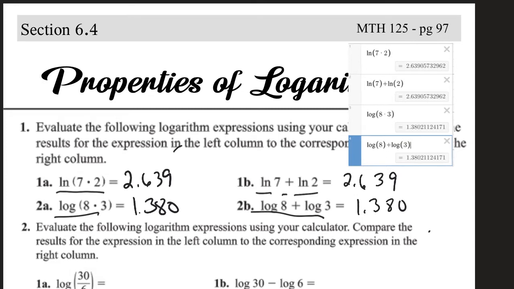I want you to take note and observe what's going on here: if I multiply 7 times 2 inside the natural log, or if I break it up and add the natural log of 7 plus the natural log of 2, you're going to get the same answer. Same thing with 2a and 2b. Same idea. Notice it works for natural logs and regular logs. So that's a thing. Really interesting.